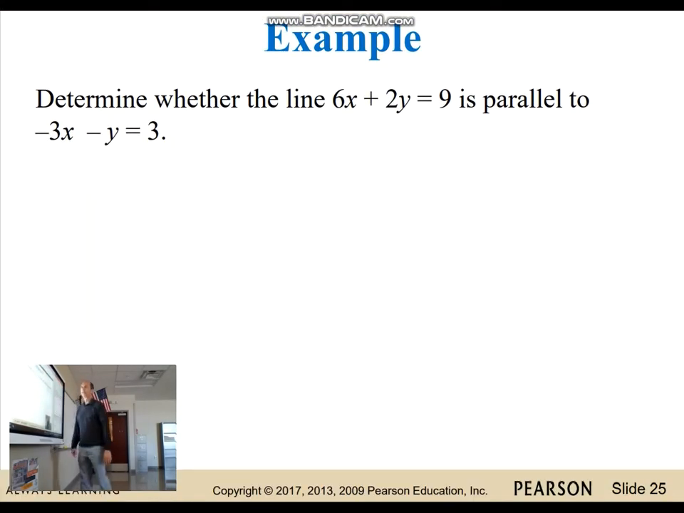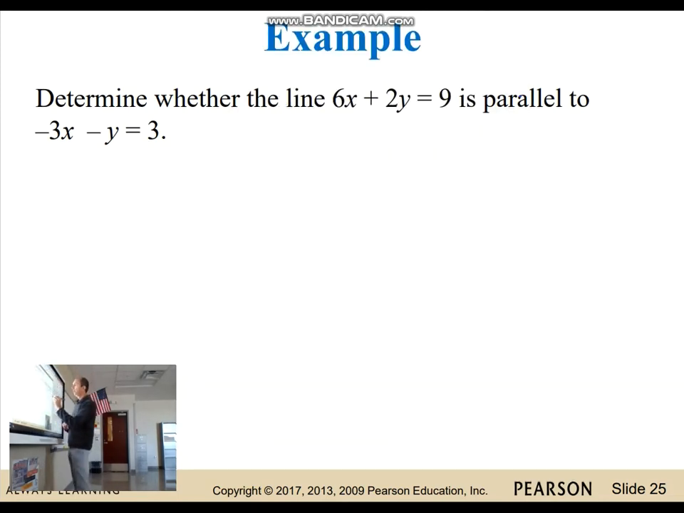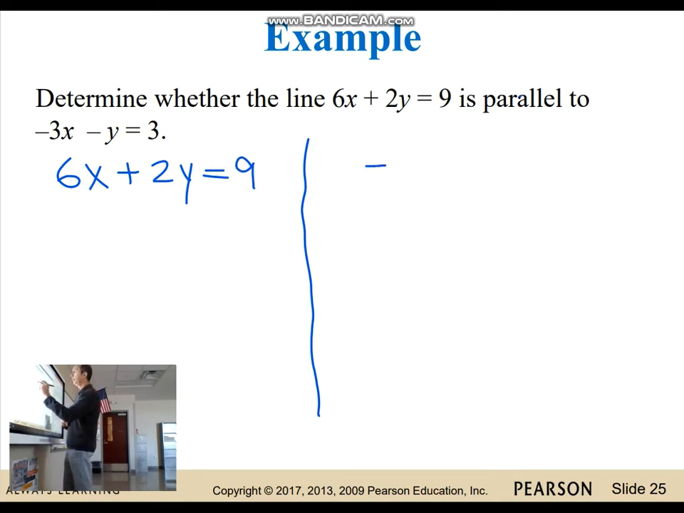Let's try one example. Determine whether the line 6x plus 2y equals 9 is parallel to the line -3x minus y equals 3. The first thing, you have to find the slope of each line. So that's what we're going to work on. Let's split the screen here. On this side, let's calculate the slope of 6x plus 2y equals 9, and on the other side, the slope of -3x minus y equals 3.